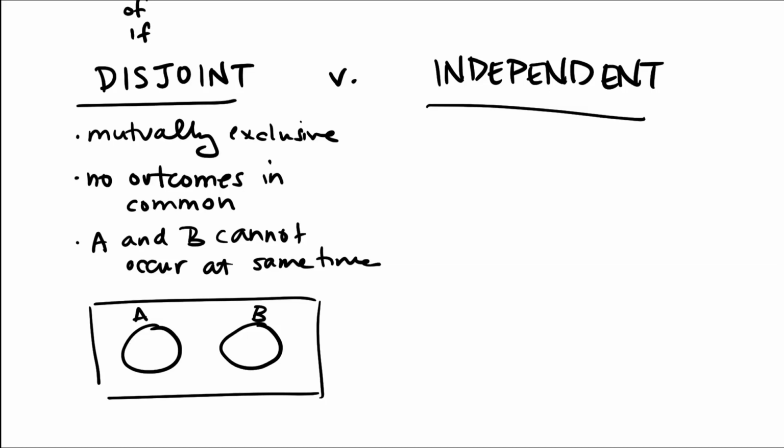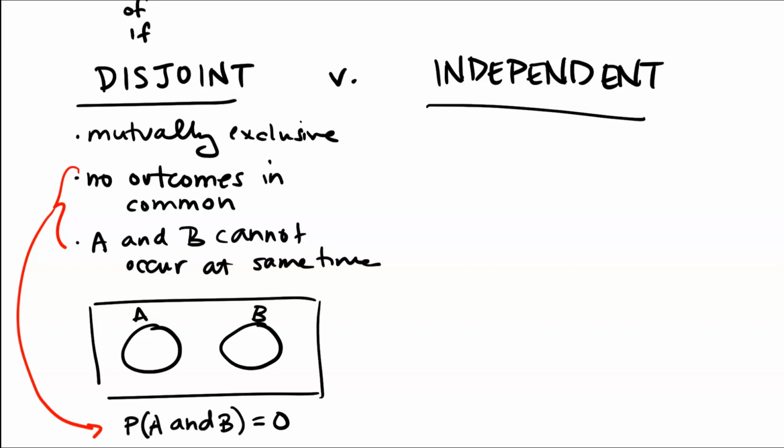The last thing I'm going to put on here on disjoint land is this idea that exactly what these two things say, if there are no events in common that can't occur at the same time, then our probability of A and B is just equal to 0. Now, students are usually okay with that. Independent is a little more challenging.